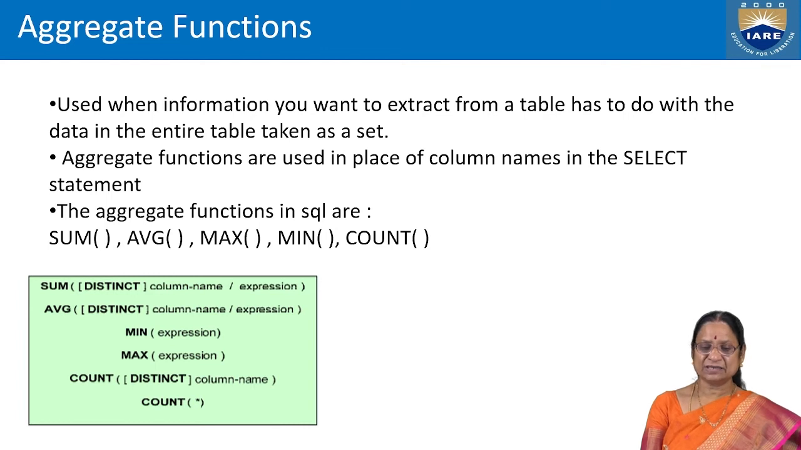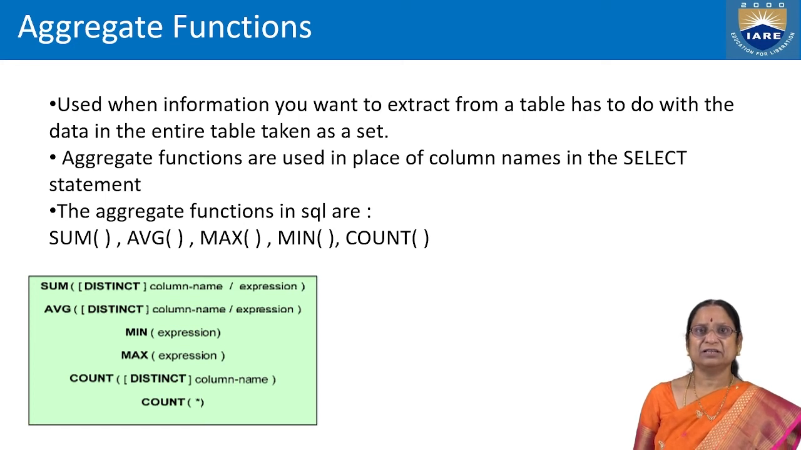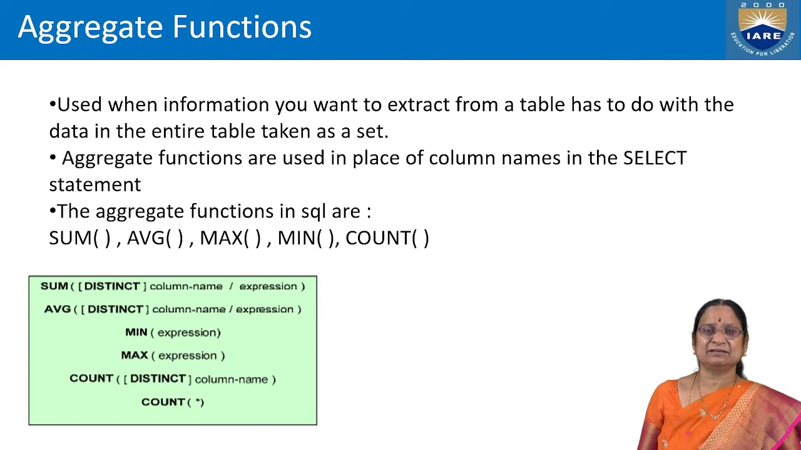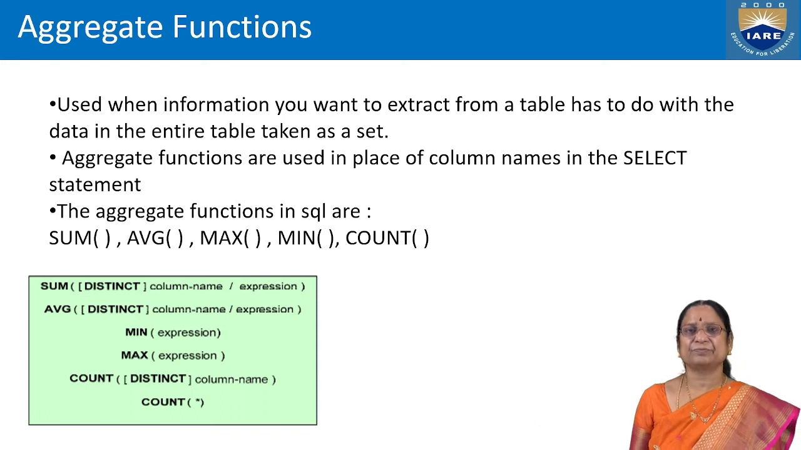Aggregate functions are used in place of column names in the select statement also. That means all results are aggregated, and then the results are displayed. Aggregate functions in SQL are sum, average, maximum, minimum, count, etc. How to use: sum, distinct, column name, expression; average, distinct; minimum, maximum; count, distinct; count star.